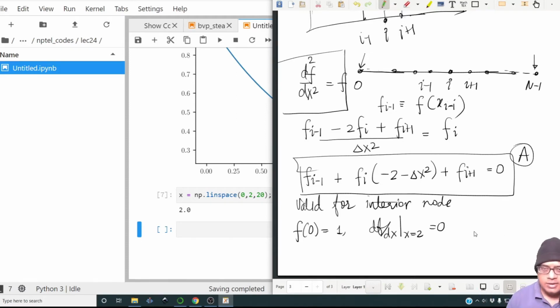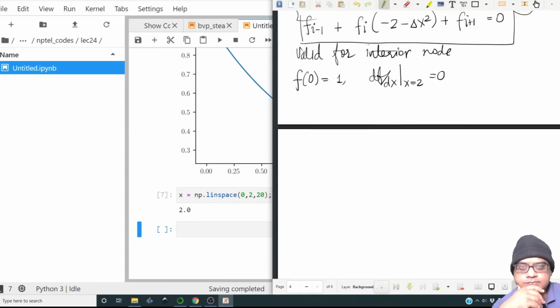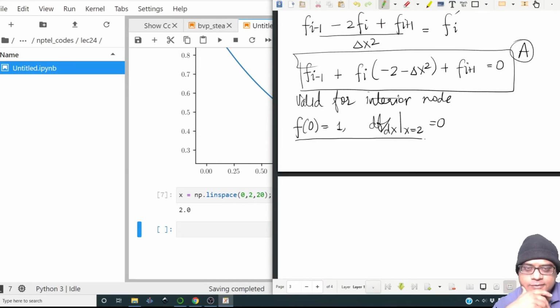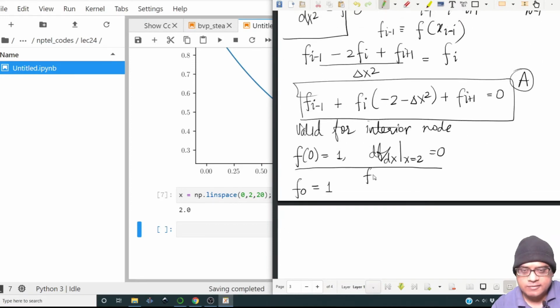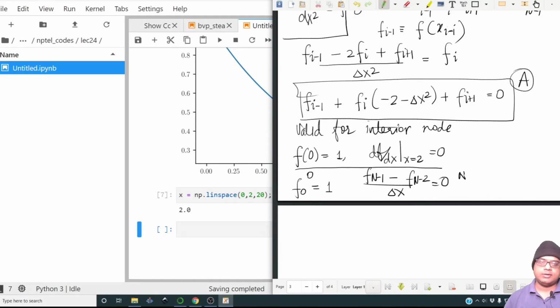Now while we're at it, let's have a discretization for this as well. So this is quite trivial. This is simply going to be f0 is equal to 1. And for this, let me take a backward difference at the final node. Backward difference at the final node will involve n minus 1 and n minus 2. Fine. So this will be f at n minus 1 minus f at n minus 2 by delta x is going to be 0. Alright, so this is for node number 0. This is for node number n minus 1.